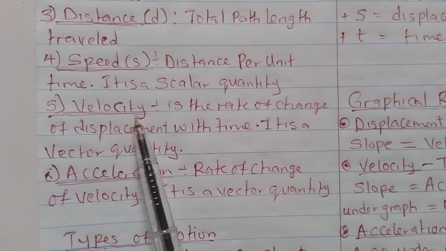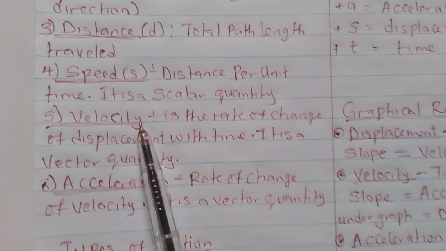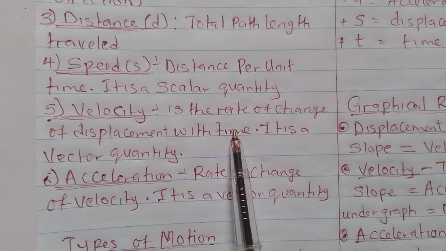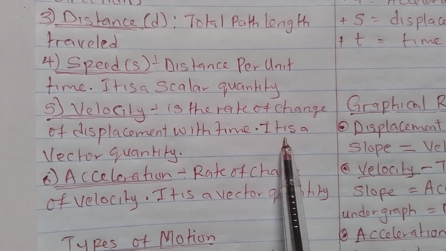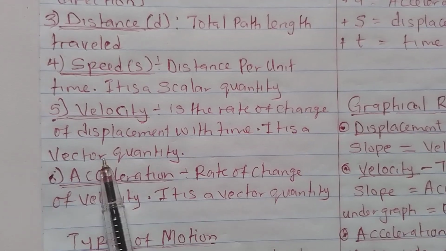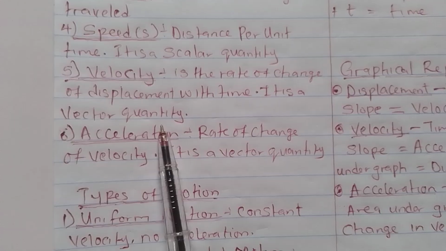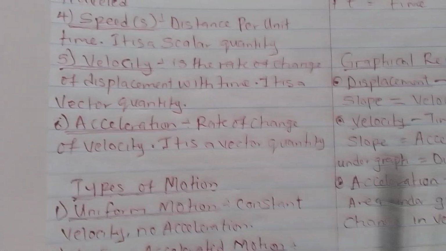Now we have the next one, velocity. Velocity is the rate of change of displacement with time, and it is a vector quantity. So the direction is to be considered. It is a vector quantity.